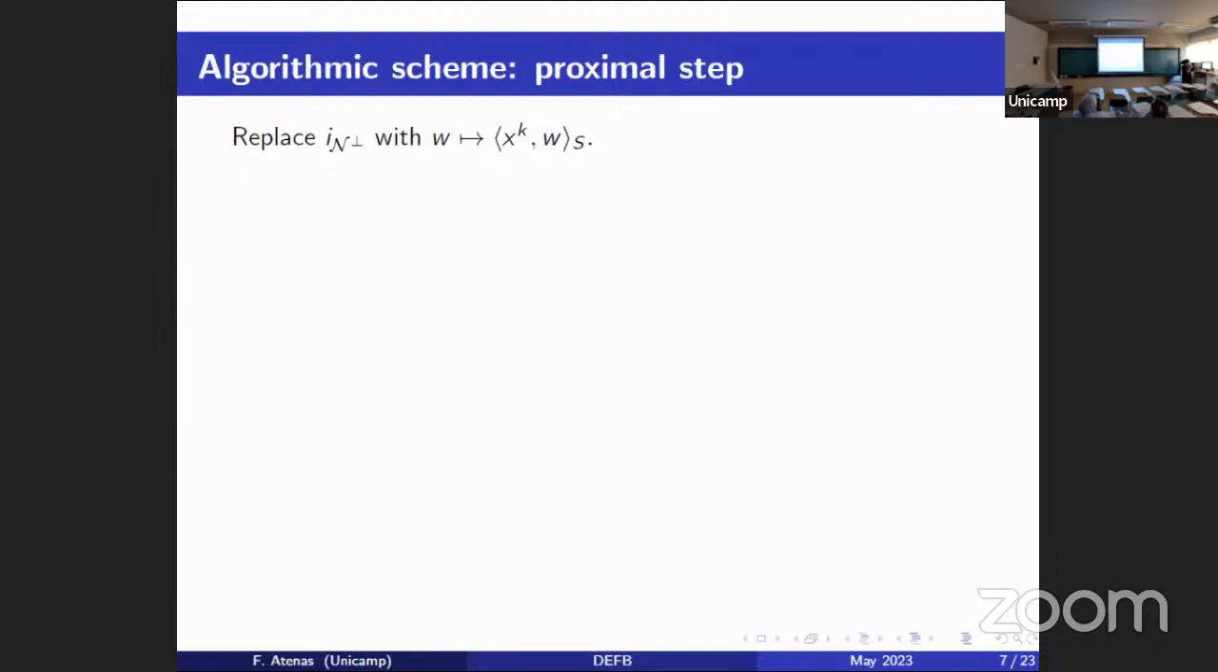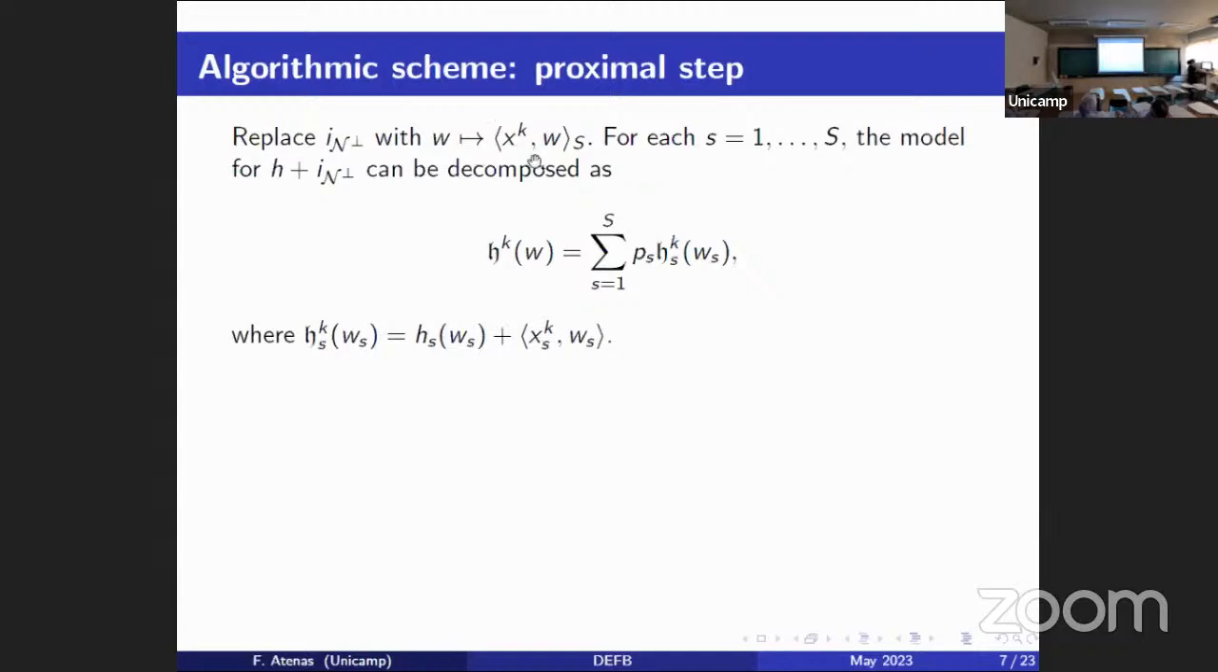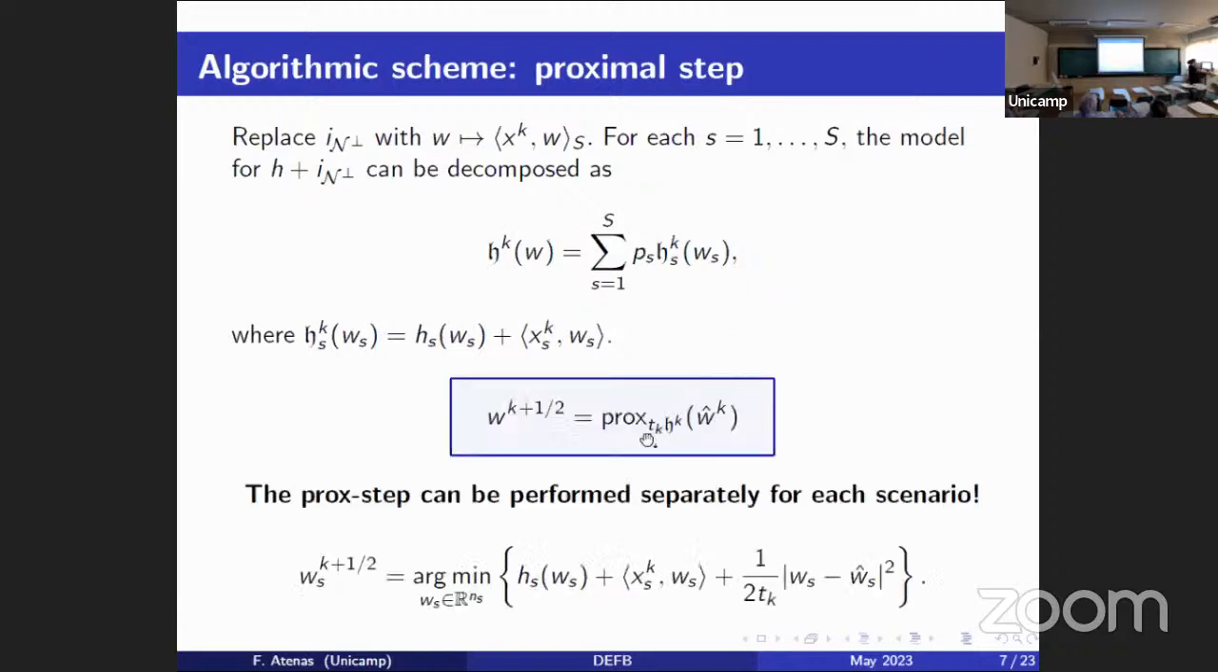First, the proximal step. As I said, the indicator is approximated with this linear term, and it changes in every iteration. The good thing about this approximation is that it's already separable, because it's an inner product. So we replace the indicator with a separable term, and that means our model is also separable. We have h plus a linear term. Therefore the proximal step can also be computed separately for each scenario, because the function that we are using is separable.